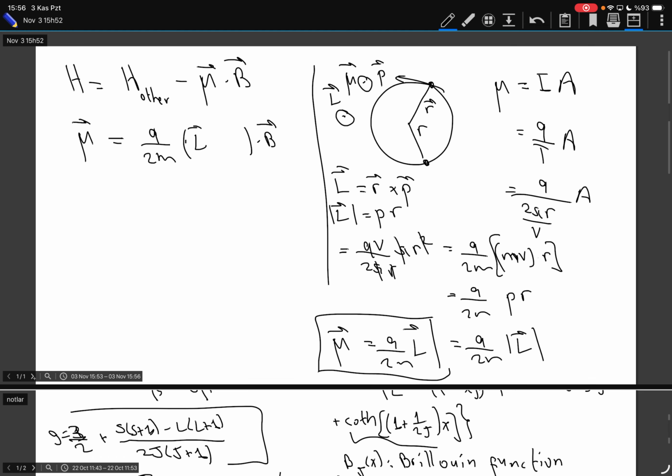This is for a simple system of a single particle carrying out uniform circular motion, but this expression is quite general. So if you have a particle that is moving around, which has an angular momentum L, its magnetic dipole moment is q over 2m, which is called the Bohr magneton, times L.